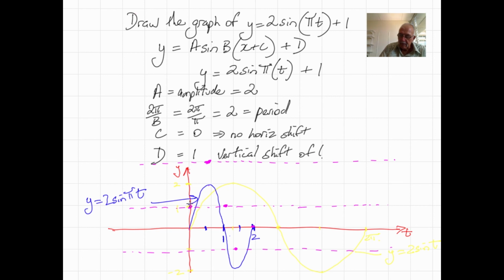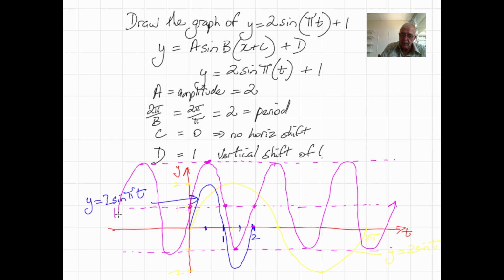So we've got a graph that looks like, and that one goes up to there. Okay, and it continues on. And it continues this way as well. So this is my graph of y equals 2 sine pi t plus 1.